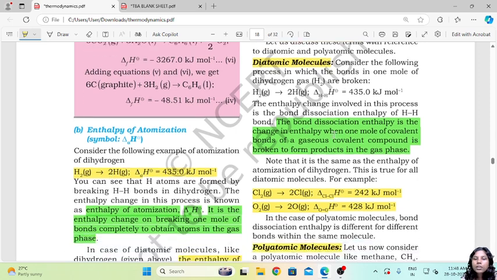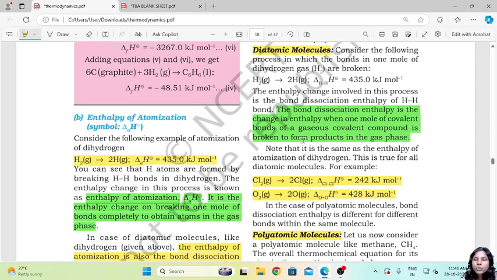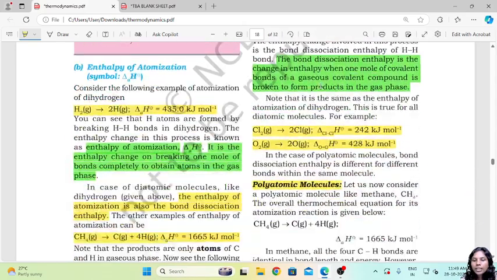So in this case, what we see is that the bond dissociation enthalpy is the change in enthalpy when only one mole of covalent bond of a gaseous covalent compound is broken to form products in the gaseous phase. That is what we notice here. We have a covalent bond between these H2 diatomic gas. Here we have H2 that is covalently bonded. Then it is breaking down to form two species. We will have H and H, correct? So that is what bond dissociation enthalpy is about.